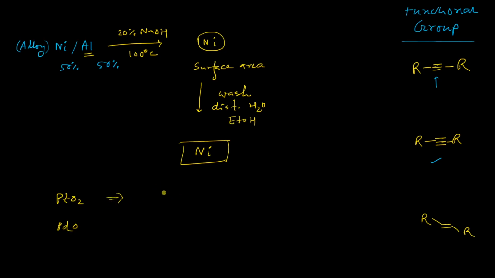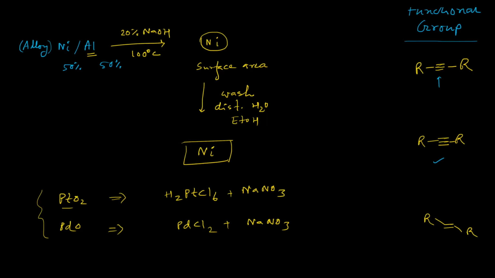And one more thing, any metal oxide like platinum oxide or palladium oxide, you can easily get from their corresponding chloride. So if you fuse platinic acid, which is H2PtCl6, with sodium nitrate, you will eventually get the platinum oxide. And in case of palladium oxide also, if you fuse palladium chloride with sodium nitrate, you will get palladium oxide. The fusion is carried out at a very high temperature. So this is the preparation of the oxides of transition metals for catalytic hydrogenation.